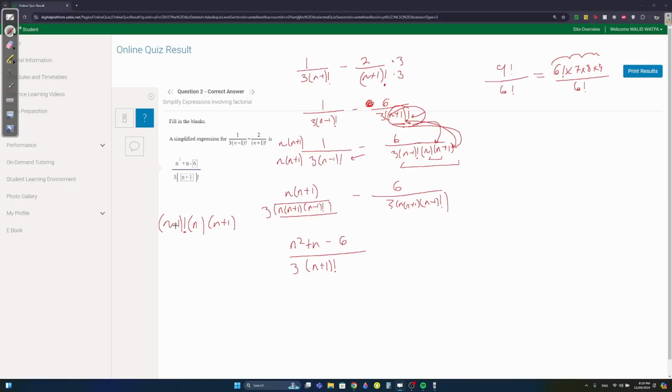N minus 1, what comes after it? N. What comes after it? N plus 1. So isn't this the same as n plus 1 factorial? It is. So you can rewrite it and put n plus 1 factorial. This is your answer.